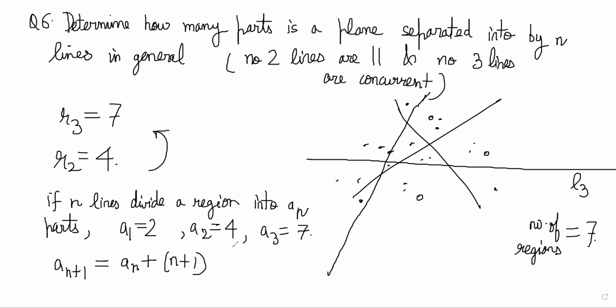If you introduce a third line, you are increasing the number of regions by 3. If you introduce the second line, you are increasing the number of regions by 2. If you introduce the (n+1)th line here, the number of regions increases by n+1, right? So this is a simple recursion that we get: an+1 - an = n+1. We need to solve this recursion. The solution of this recursion is pretty simple.